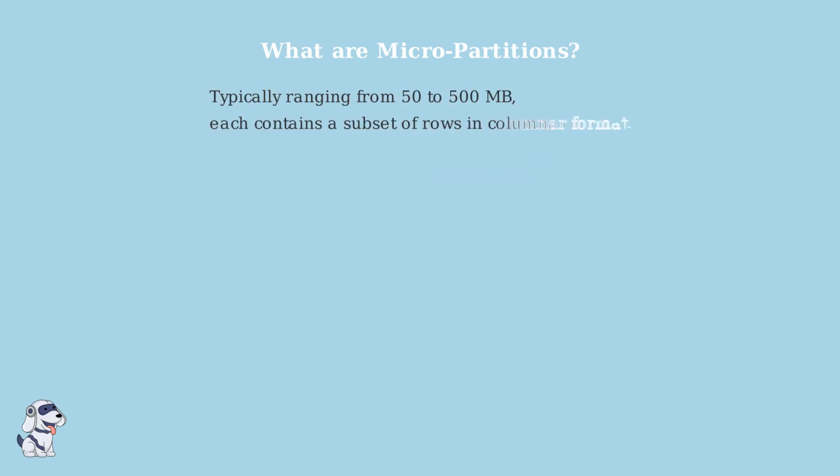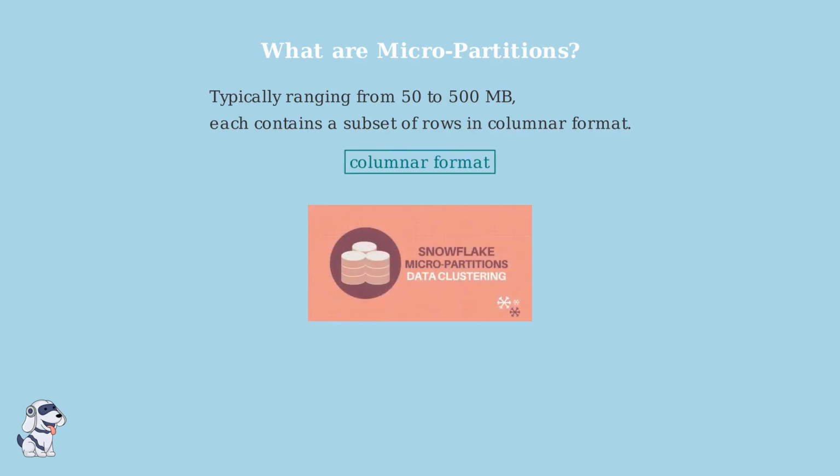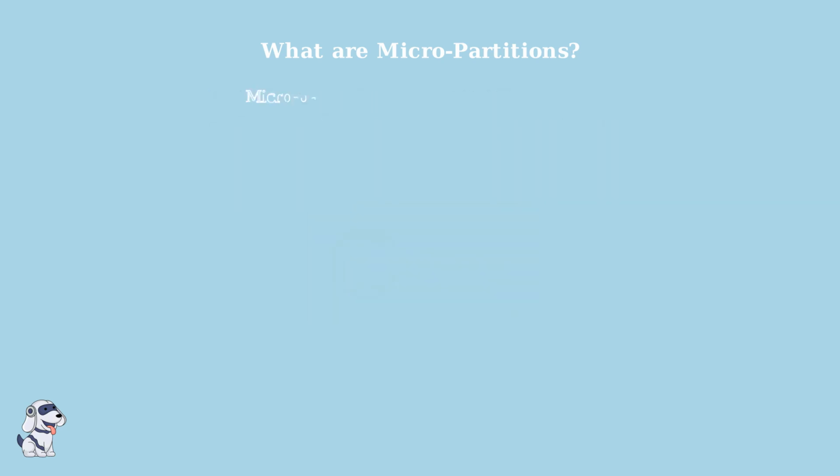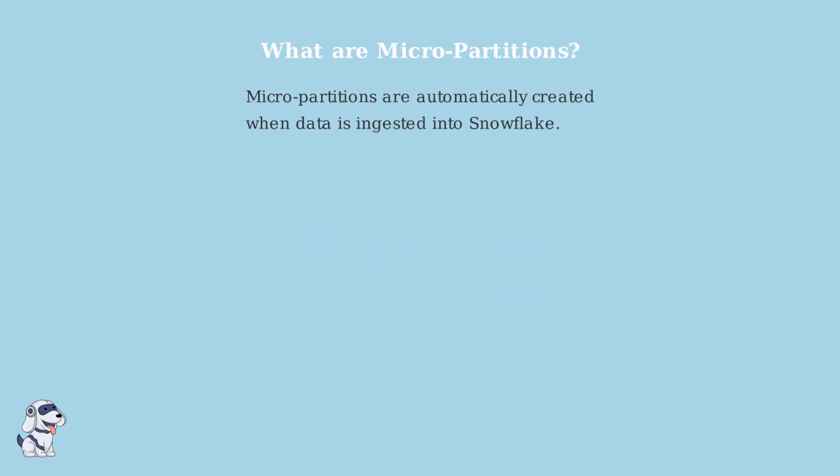Each micro-partition typically ranges from 50 to 500 megabytes in size and contains a subset of rows from your table. The data is organized in a columnar format, which optimizes storage efficiency and query performance. These micro-partitions are automatically created whenever data is ingested into Snowflake, whether through bulk loads, streaming, or other data ingestion methods. This seamless process happens behind the scenes without user intervention.